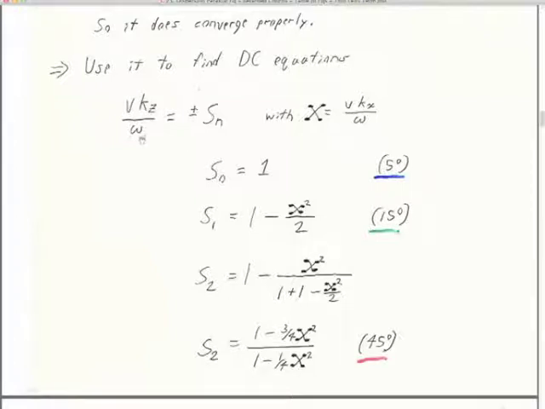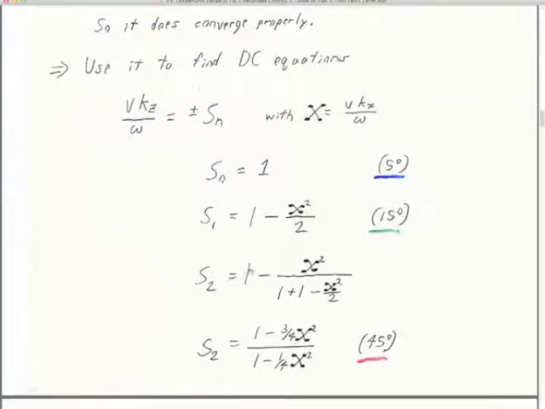We have vkz over omega equal to plus or minus s sub n, at whatever order we want, and we've got x equal to vkx over omega. So S0 is 1. That's going to be a 5-degree equation. We're going to work that into a 5-degree equation. S1 is 1 minus x squared over 2. That's going to be a 15-degree equation.